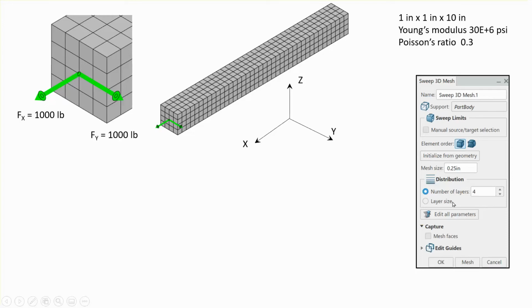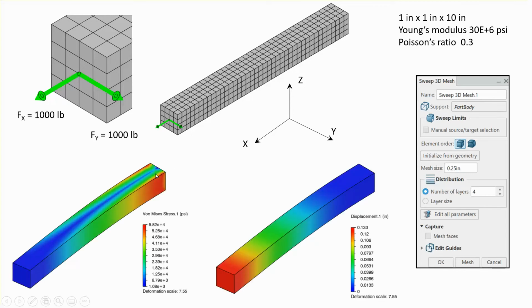what is called a sweep mesh to create a nice structured mesh like that. Now, the loads that are applied here in the x and y direction, 1,000 and 1,000 pounds, will result in a von Mises stress distribution like that, and a bending deflection, which is shown on the right.